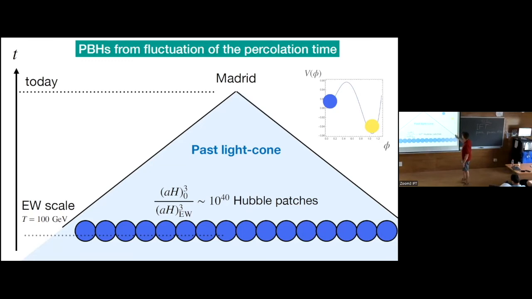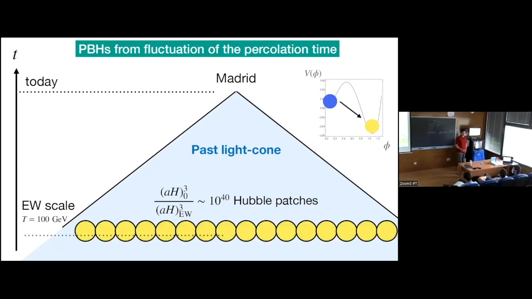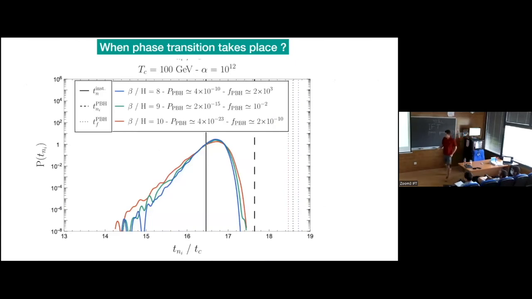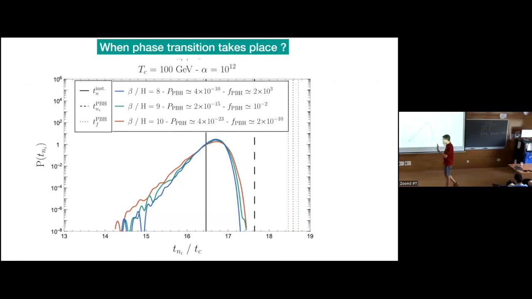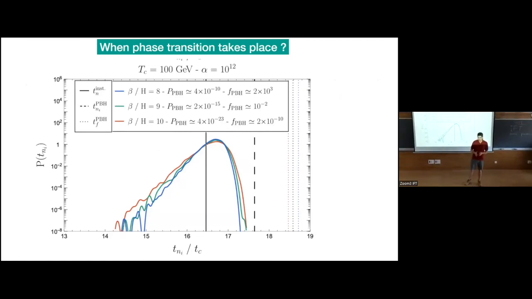Okay? So all those Hubble patches are stuck in the false vacuum, but they are ready to tunnel. They are ready to get percolated by the new phase in yellow. So this is what you could expect. Blue becomes yellow for all those 10 to the 40 Hubble patches. But actually, when you think about it, the time for a bubble to percolate is a stochastic variable. It's not fixed. It's not one value. It's a distribution of values. Why? Because each individual nucleation of bubbles is stochastic.